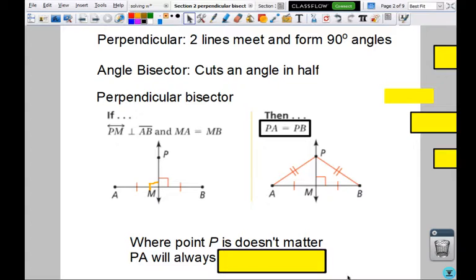And it doesn't matter where this point P is. As long as PA and PB match up at P, they always equal each other. So for example, if P was actually down here, and let me choose a different color, hang on. If P was actually down here, and we went from here to here, they would still equal each other. They would still be congruent. Doesn't matter where P is, PA will always equal PB.